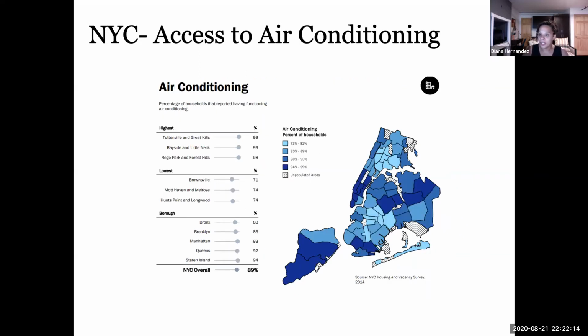From an air conditioning perspective, many of us have the benefit of air conditioning wherever we are. That has a lot to do not just with comfort, but thermal regulation. And in some ways, it's a matter of life and death. And what you see here is that in Manhattan, you have almost perfect penetration rate of air conditioning. But in the Bronx and in parts of Brooklyn, you have the least penetration.